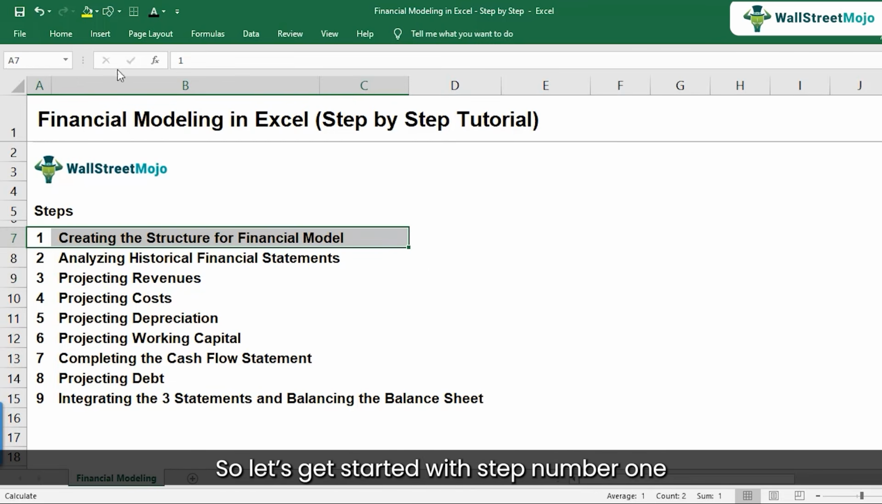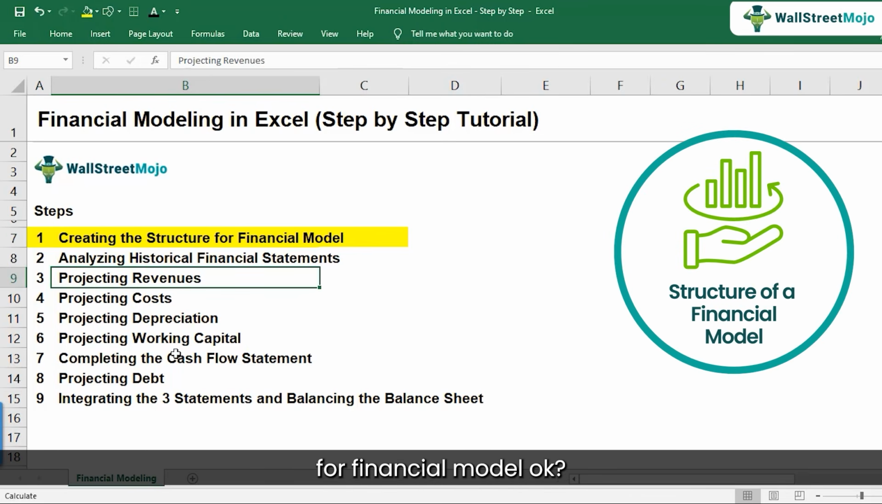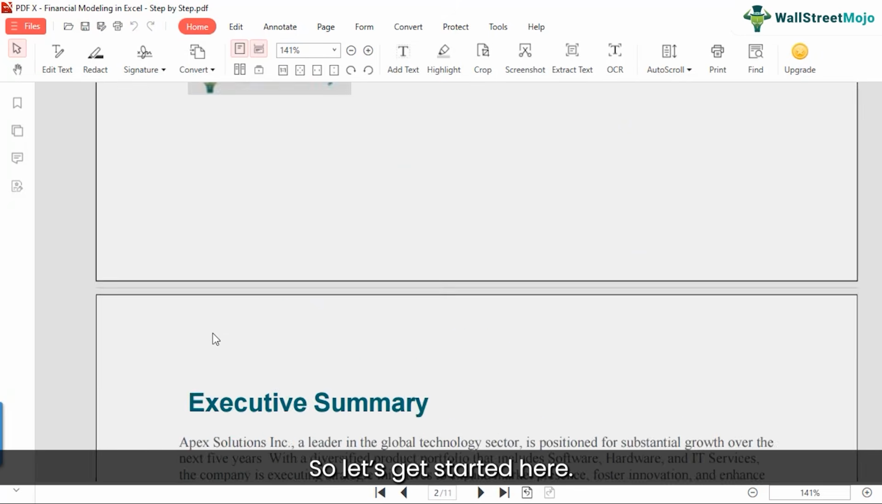So let's get started with step number one, that is creating the structure for financial model. Okay, so we'll target this one, but before that, we'll start looking at the case study, and in that context, we'll solve each of these steps one by one. Okay, so let's get started here.